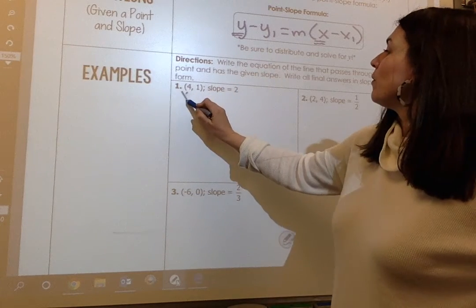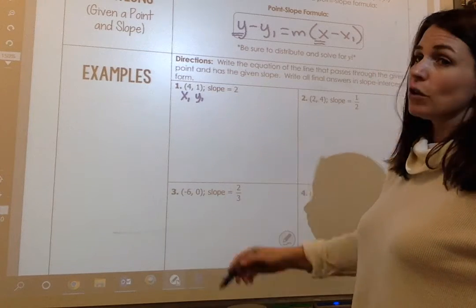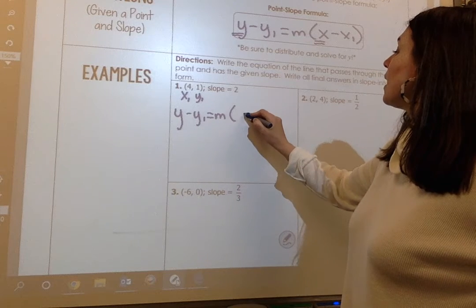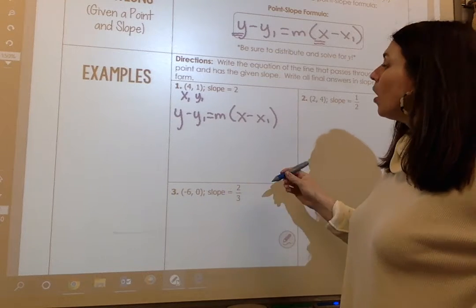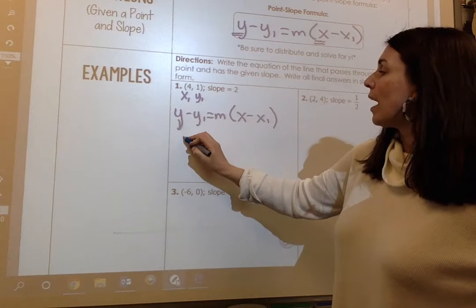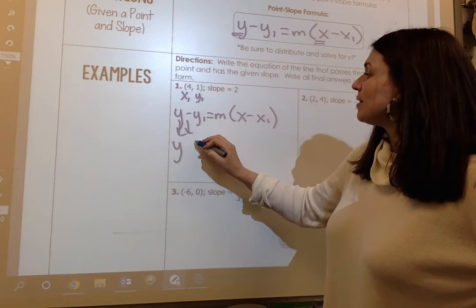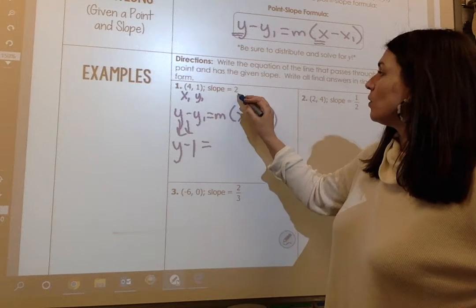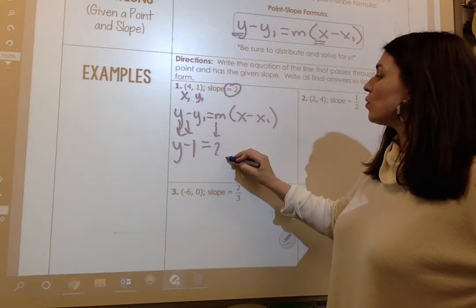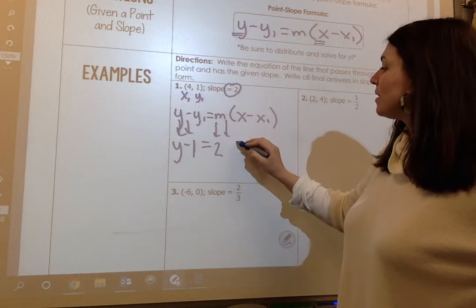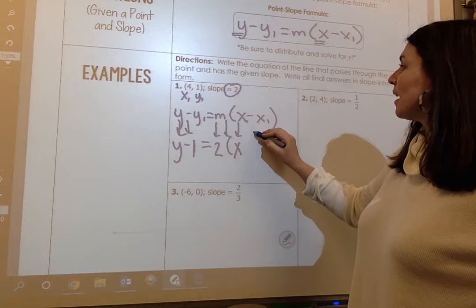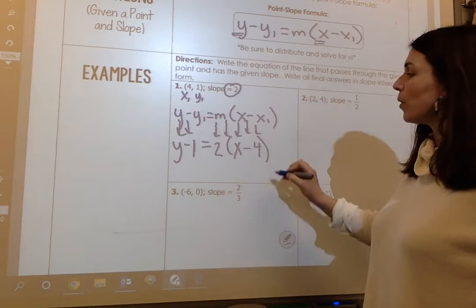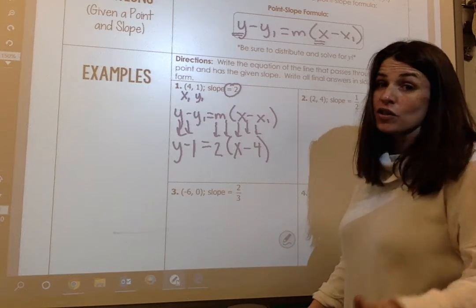So here is my x1 value and here is my y1 value. And my slope equals 2. So if my formula is y minus y1 equals m times x minus x1, all I need to do is plug in values. Y is going to remain the same. Minus is going to remain the same. Y1 comes down and it's 1 equals my slope is 2, so I plug in 2 for m. My parenthesis comes down, my x comes down, my minus sign comes down, and x1 is now going to be equal to 4. I close parentheses, and now I just distribute out.